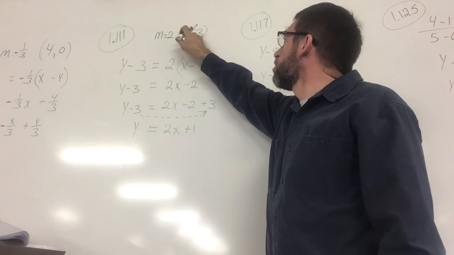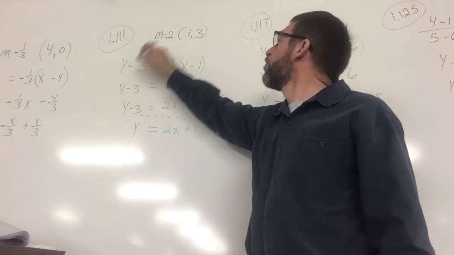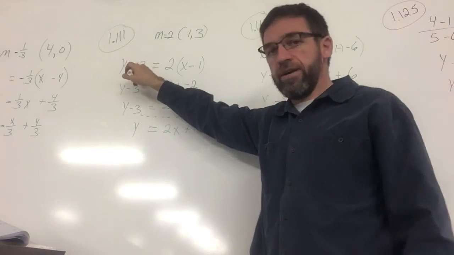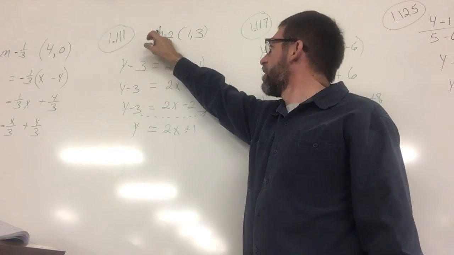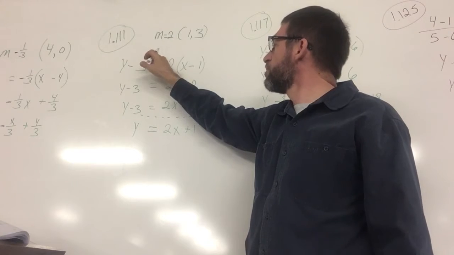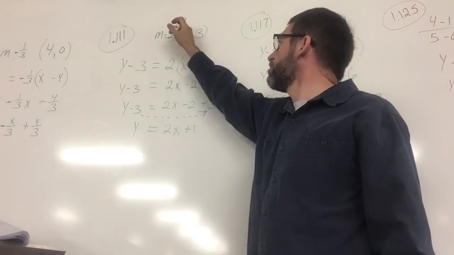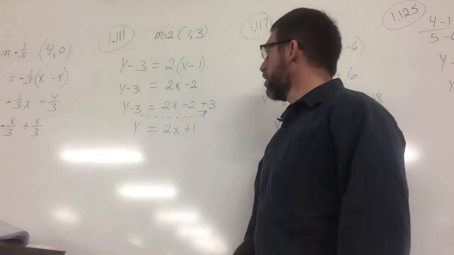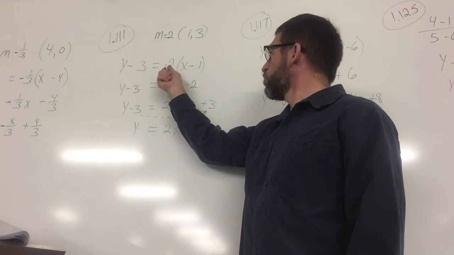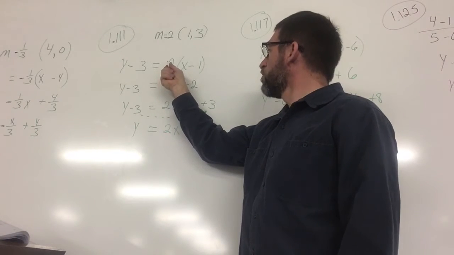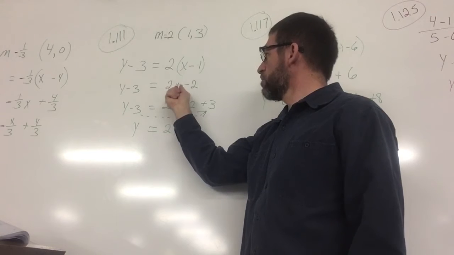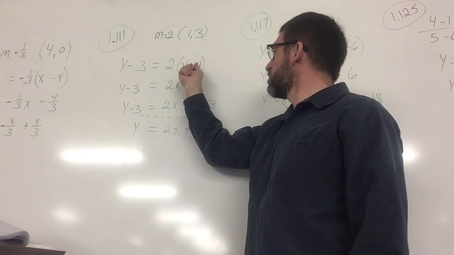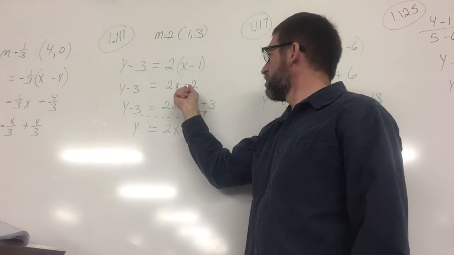So notice again I put the y, the 3 subtracted from y. And then I brought my 2 straight down. X subtract 1. Now I'm ready to multiply. 2 times x makes me 2x. 2 times negative 1 makes me negative 2.